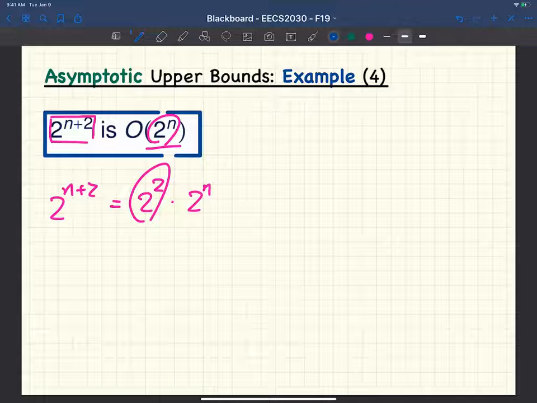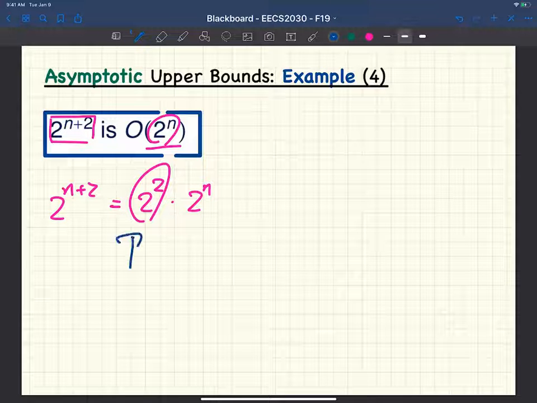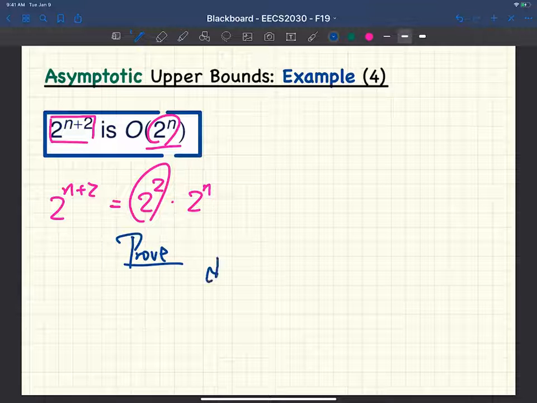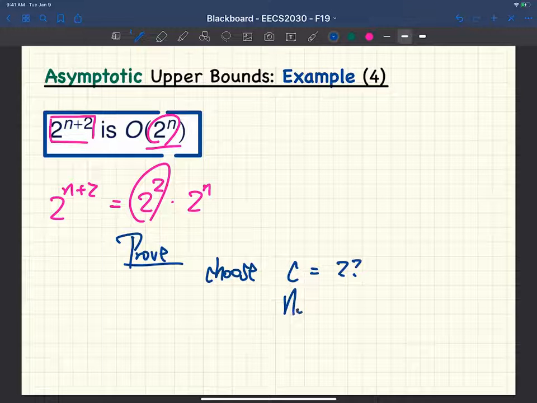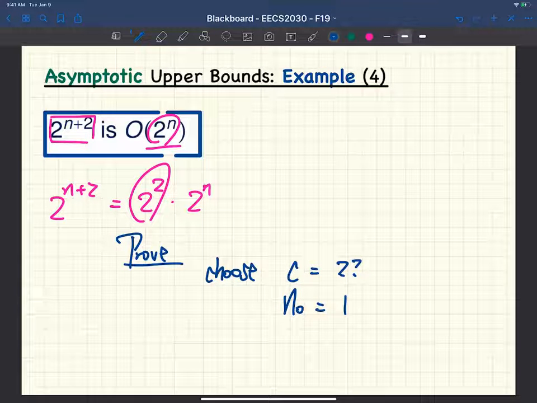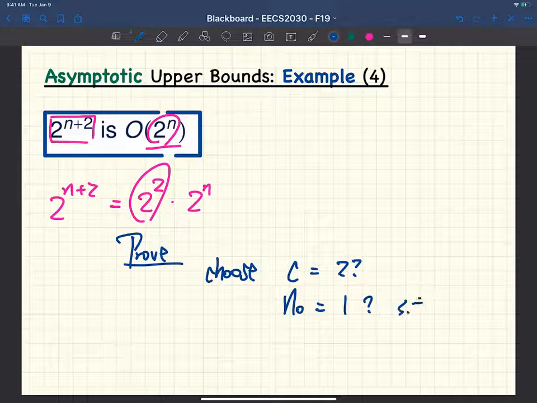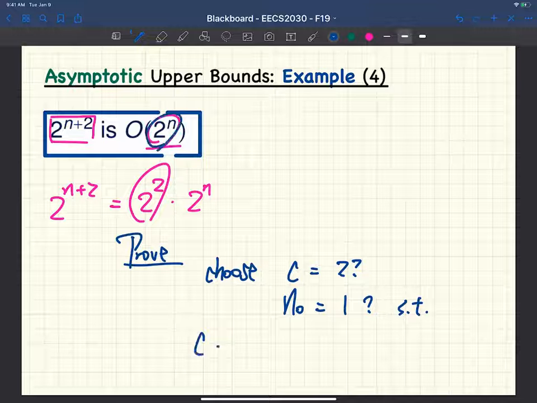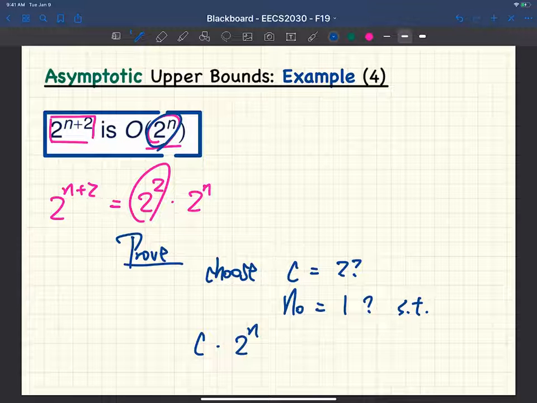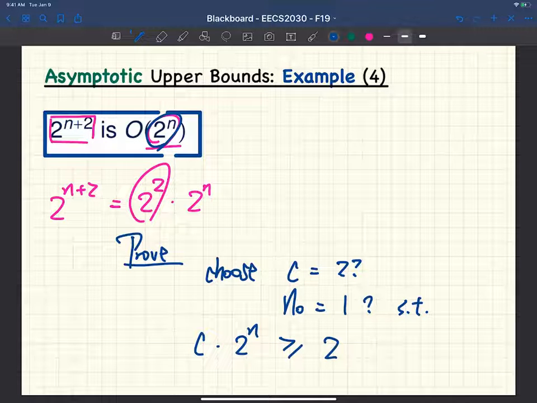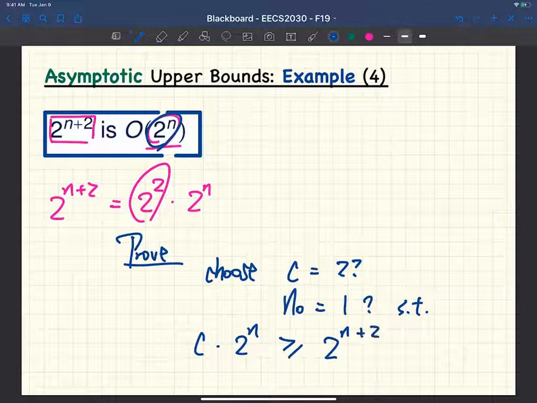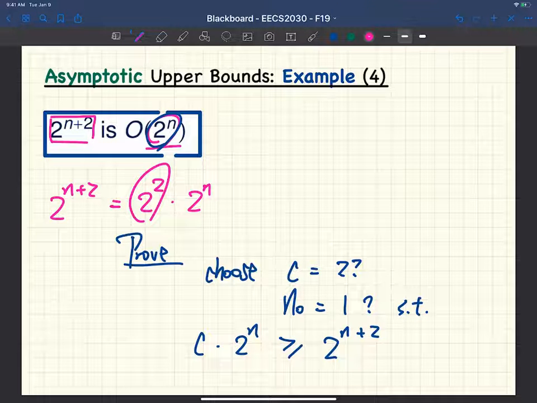It's very easy. Okay, so now how do we prove it? Proof. You have to choose C to be something over here. And N0, you will hope it is simply 1. I'll put a question mark just to be a little bit reserved over here, right? Such that C multiplied by 2 to the power of n should be larger than or equal to the upper bound of f(n), 2 to the power of n plus 2. In this case, of course, we'll talk about N0 being 1, 1 here, and 1 here.